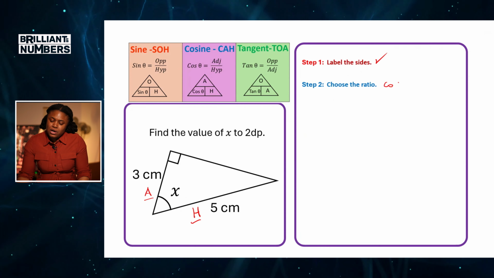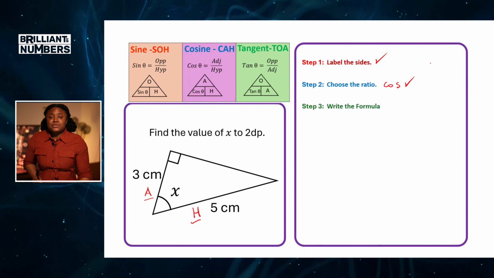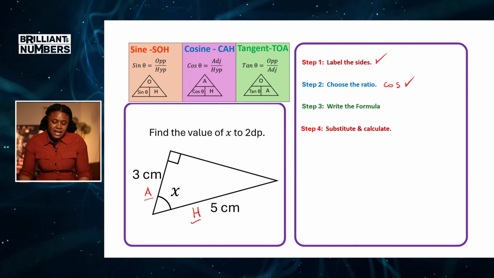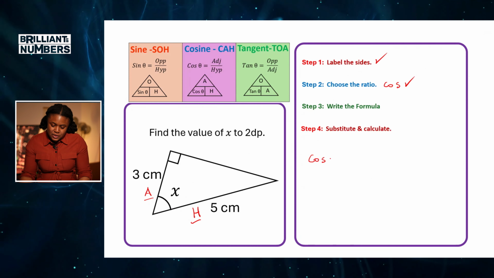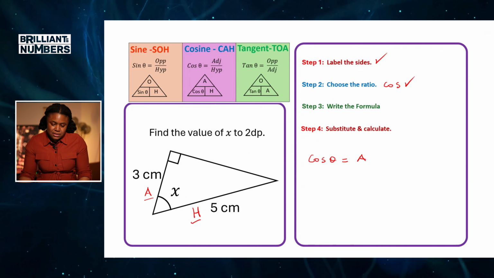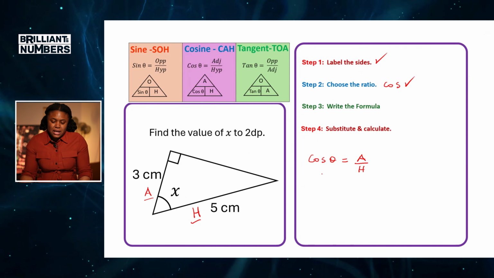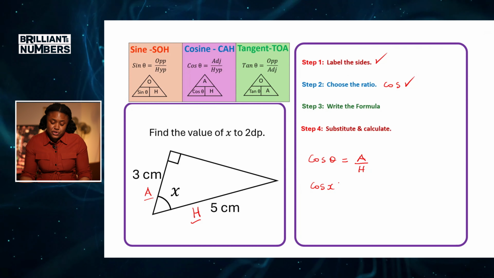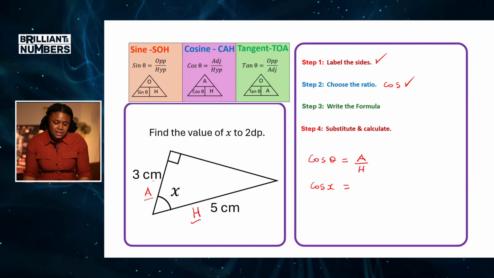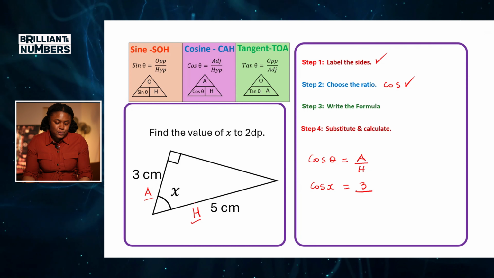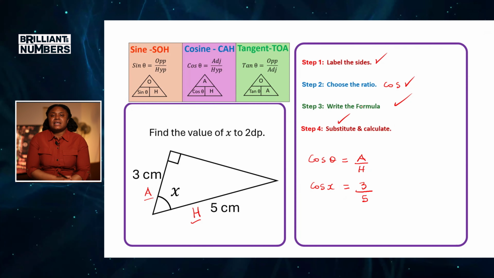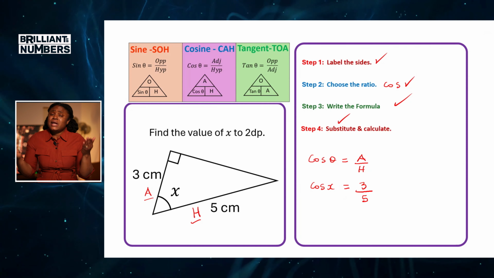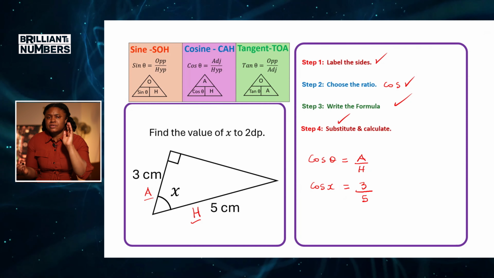So let's write that down. Cos, check that off. I now need to write my formula, and then substitute and calculate. So let's write our formula. So cos theta is equal to the adjacent divided by the hypotenuse. I'm going to replace my theta with x. So cos x, because I don't know what it is. And then the adjacent side is 3, and the hypotenuse is 5. So I've checked that off. I've substituted. Now I need to calculate. Now I'm finding an unknown angle. What am I thinking? Inverse function.